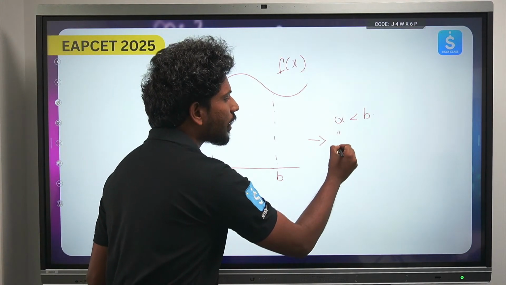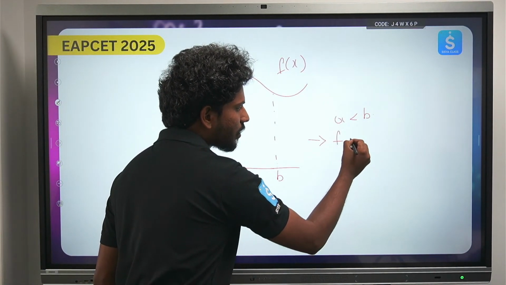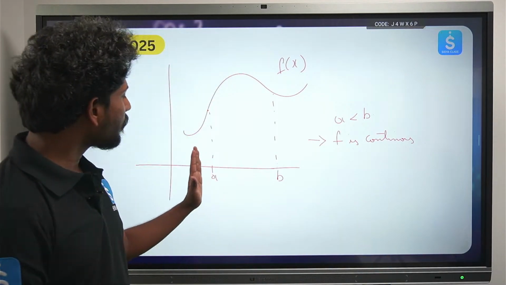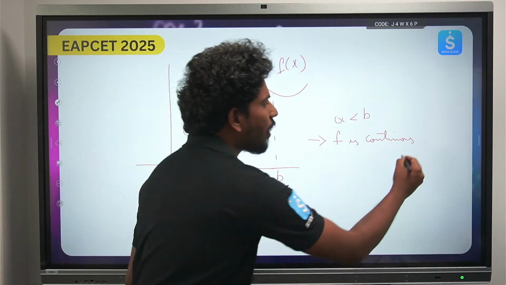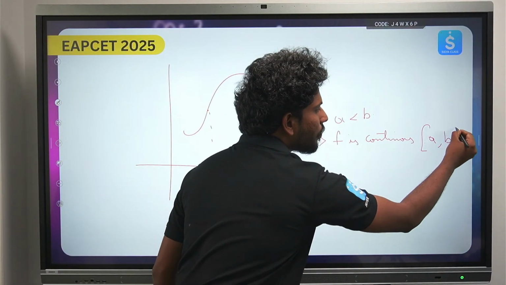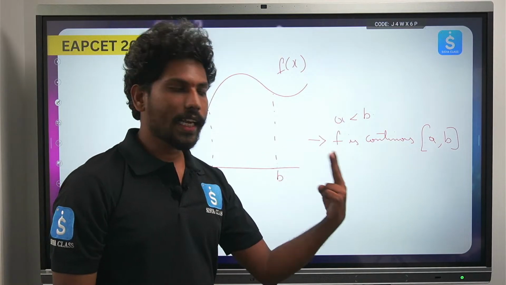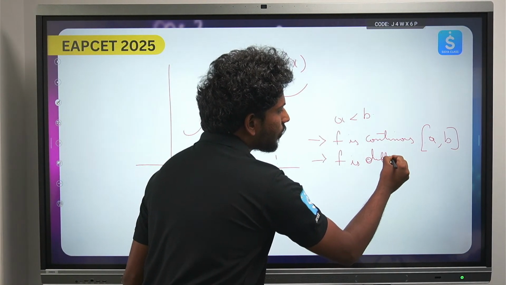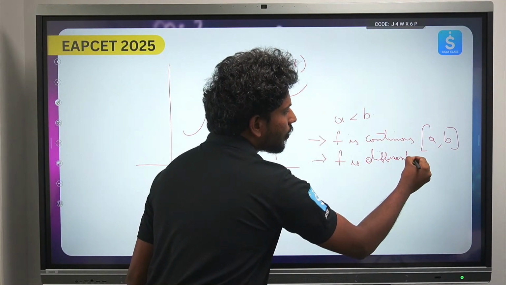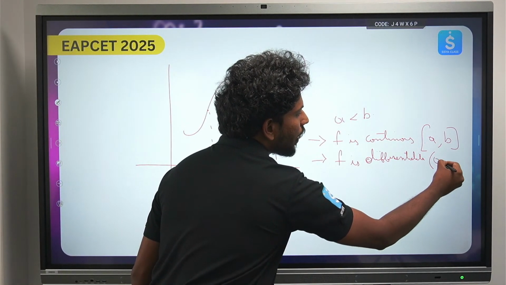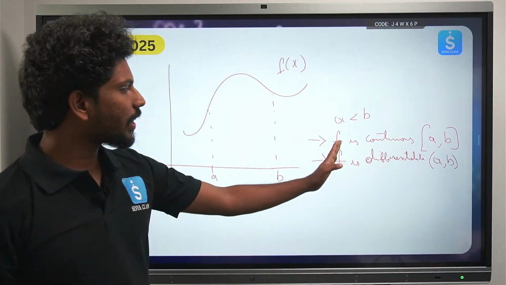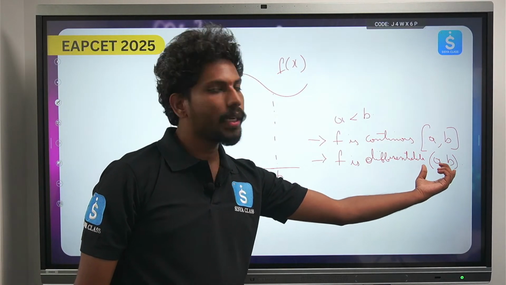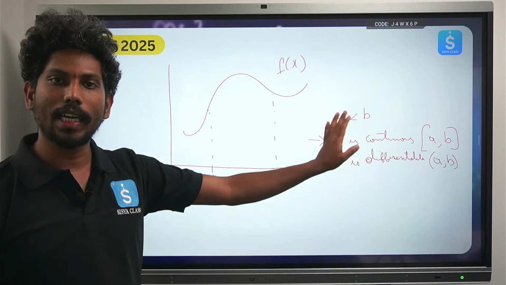The first condition is that f is continuous. f is continuous means there is no break. So from the point A to B, f is continuous on the closed interval a comma b, that is the first thing, right? The second condition is that f is differentiable on the open interval a comma b. If f is continuous on the closed interval a comma b, and f is differentiable on the open interval a comma b, then these become the prerequisite conditions, right?